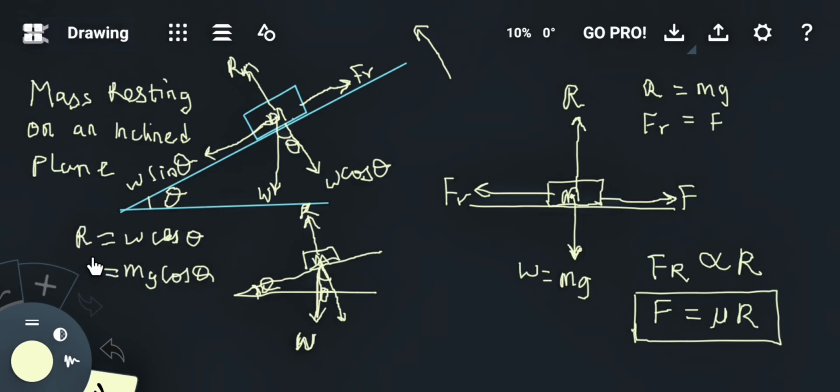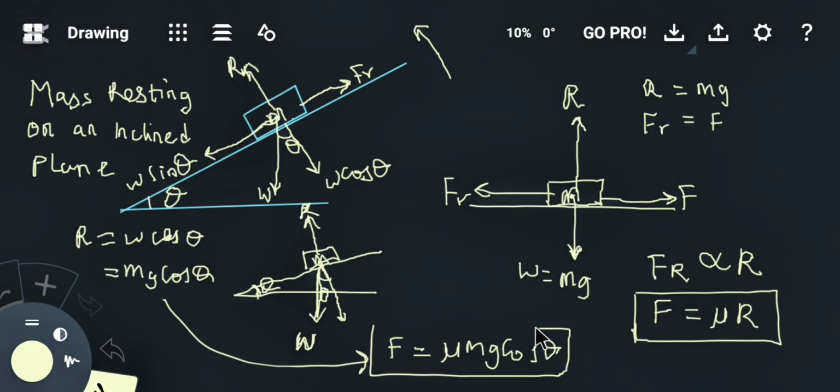Now, if we decide to substitute what we have discovered here into this equation, which is the law of solid friction, we discover that the frictional force will now take a new shape, which is going to be mu, the coefficient of friction, multiplied by the normal reaction, which is now mg cos theta. And this is very important in the course of defining the frictional force.